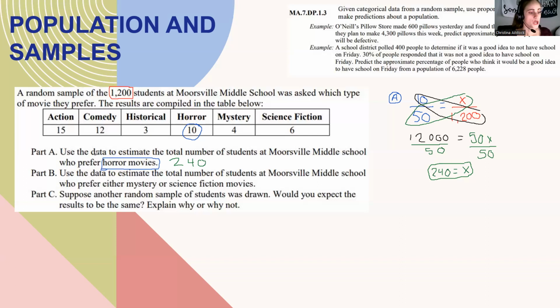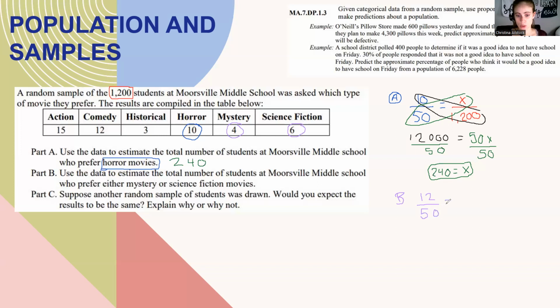Right, part B. Use the data to estimate the total number of students at Mooresville Middle School who prefer either mystery or science fiction movies. So here we have 2 types. We have mystery and science fiction. Because they can like one or the other and it still works, we're going to add these together to give us a total of 12 students who like either mystery or science fiction. And there are 50 total students in that sample.